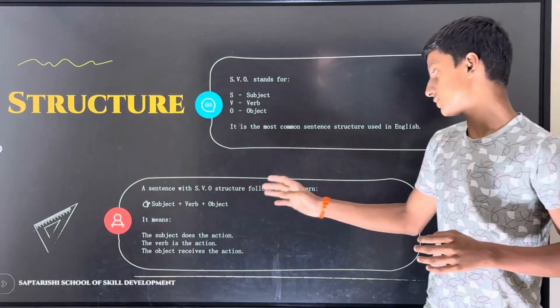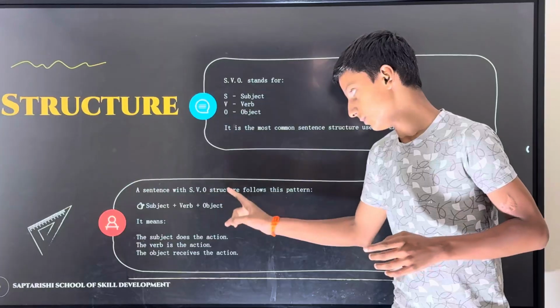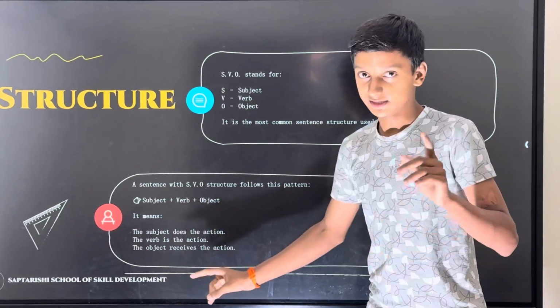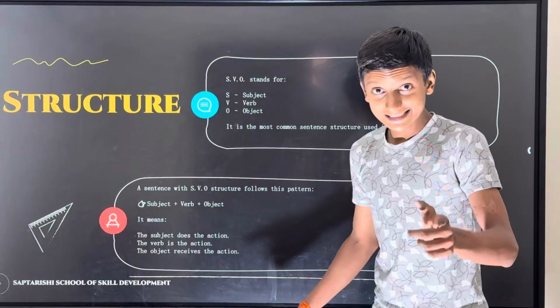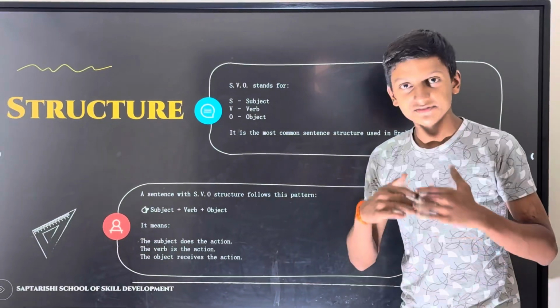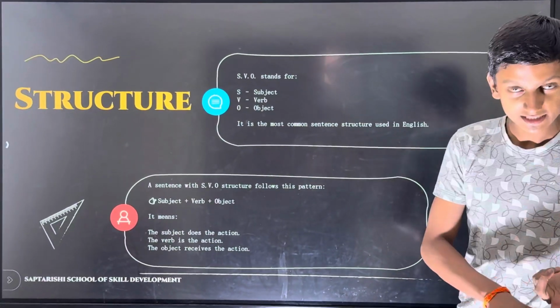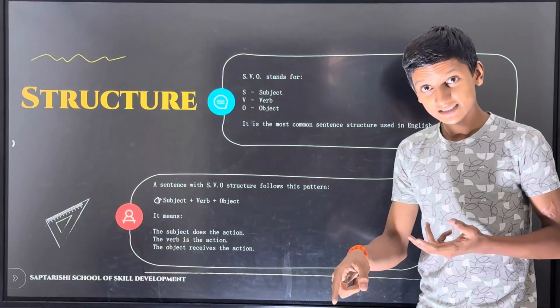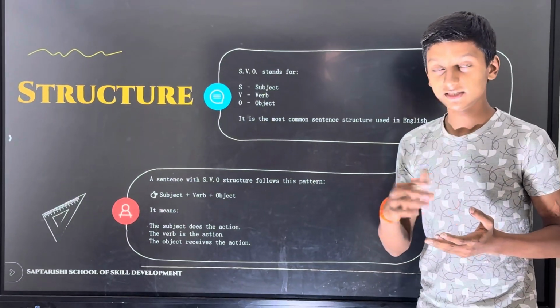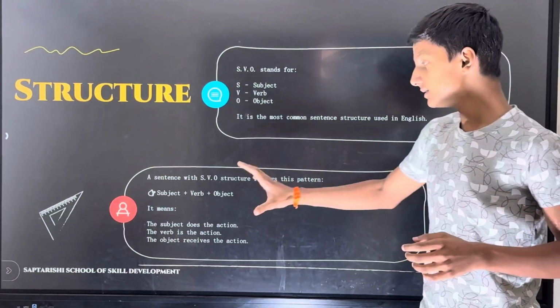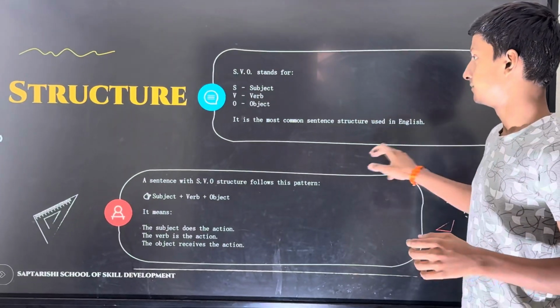A sentence with SVO structure follows this pattern: subject, verb, object. It means the subject does the action, the verb is the action, and the object receives the action done by the subject. This is the most basic structure.